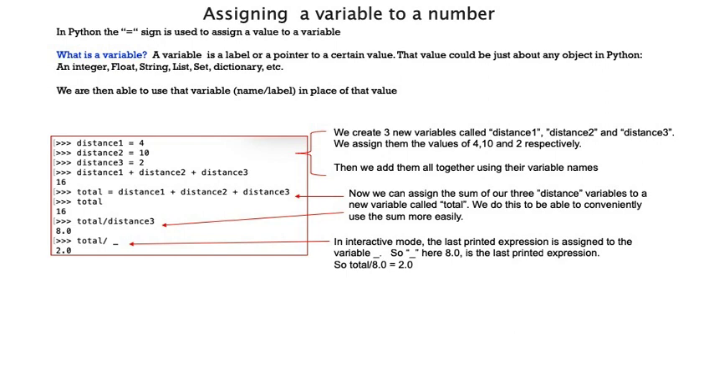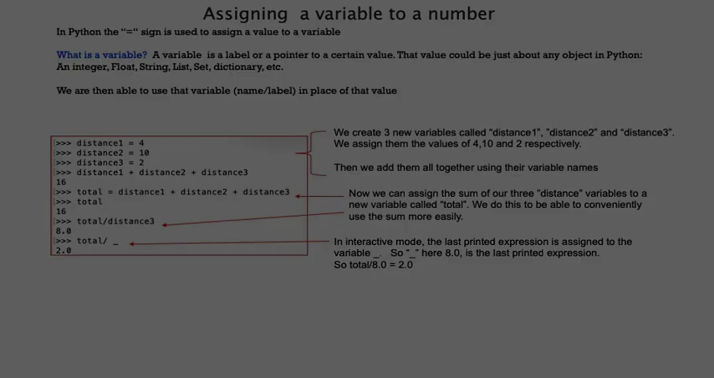In interactive mode, the last printed expression is assigned to the variable underscore. So underscore here is 8, right? That's the last printed expression. So total divided by 8 equals 2.